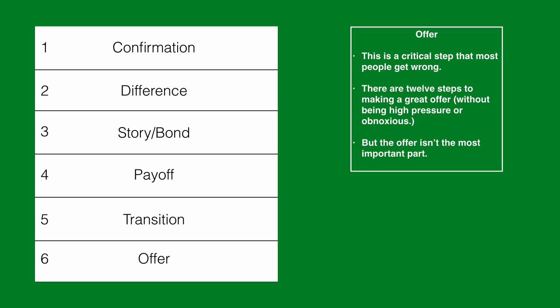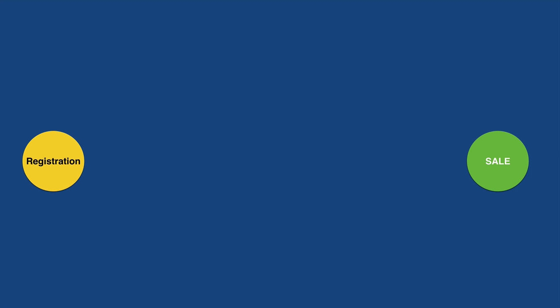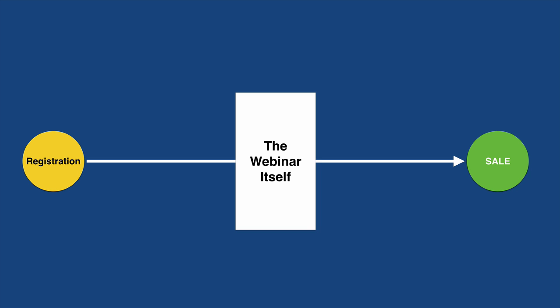But you want to know something? The offer really isn't the most important part. In fact, the most important part isn't even the webinar. Here's the deal. To go from registration to getting a sale is really more than just a webinar. There's a lot more to it. Most people, including your competition, thankfully, are going to put all of the emphasis on the webinar itself. Well, yeah, the webinar is pretty important, but it's not the only piece of the puzzle.